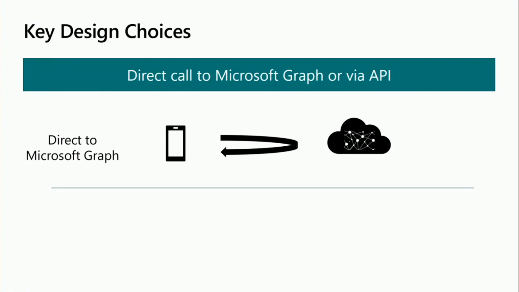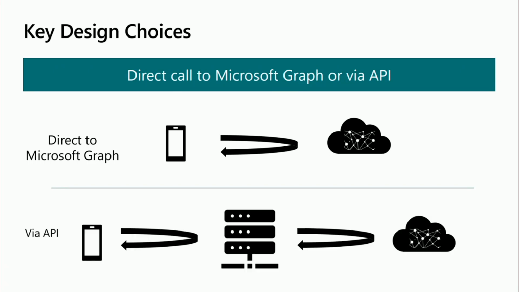But one of the key things when building mobile applications is, one of the most common questions we get is, well, if I'm building a mobile app, should I call the graph directly, or should I build some kind of intermediate API and call that API and then call the graph? And there's a set of trade-offs.